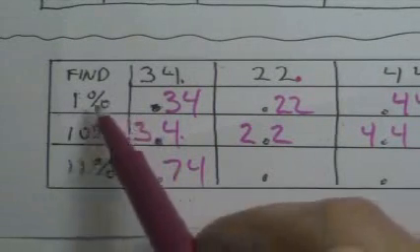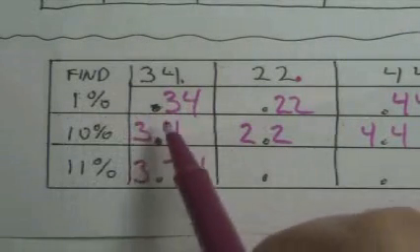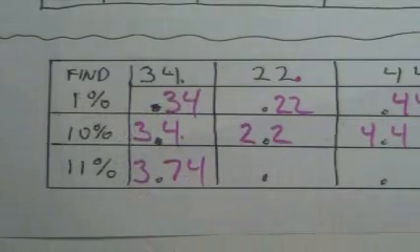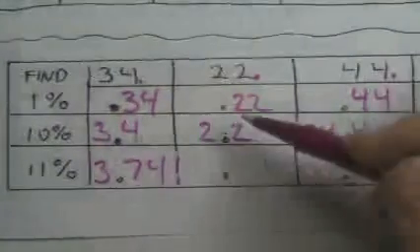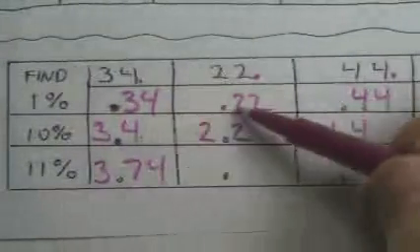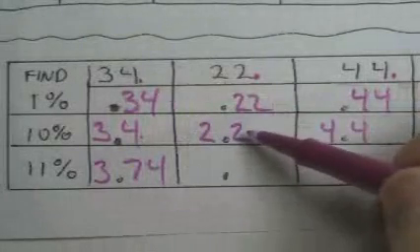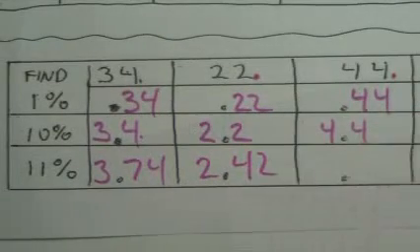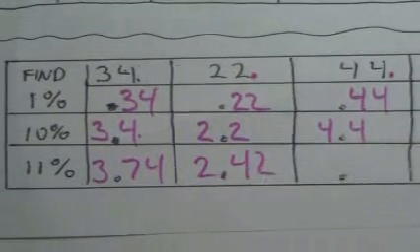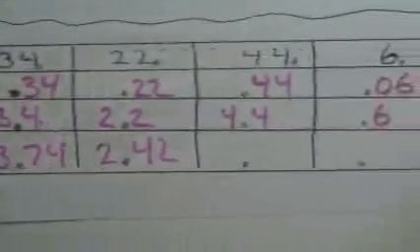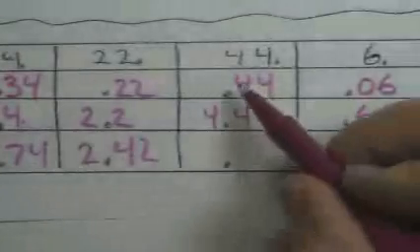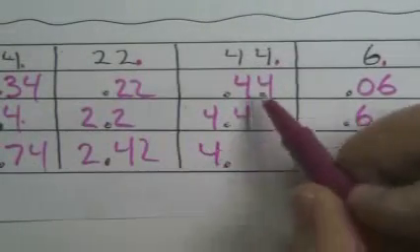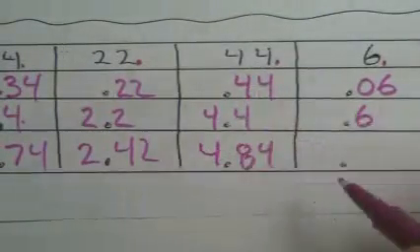How do you find that? You can use 1% and 10% and add them together. Next one, to find 11%, I'm just going to add 1% and 10% together. Add these together. That's 2.42. Okay, the next one, to find 11%, add these two together. 4.84.